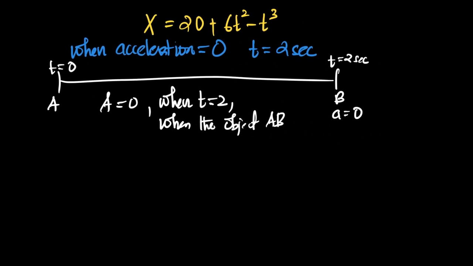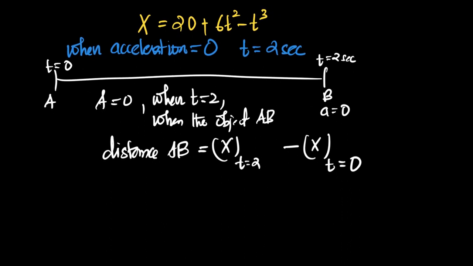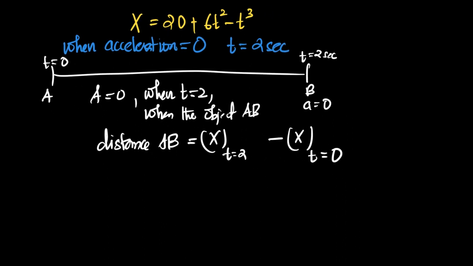Now we can say that distance AB is what we need to find. So distance AB is basically equal to the distance covered at time t is equal to 2 seconds minus the distance covered at time t is equal to 0 seconds. So basically the distance-time relationship is being evaluated at two different points.